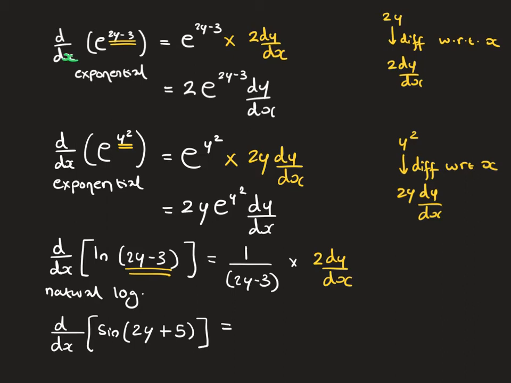It's a sine function. The inner function is 2y plus 5. Sine differentiates to cos, so we will initially get cos of 2y plus 5, but we must multiply by the derivative of the inner function, and again, as with the previous examples, we get 2 dy by dx.